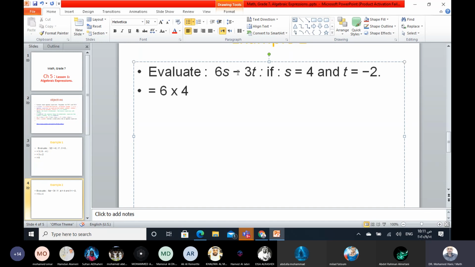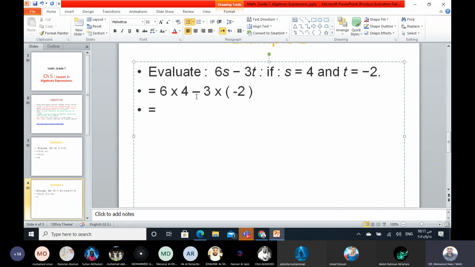Then we have here minus. Then we have here 3. The operation between 3 and t will be multiplication. So write times the value of t, which is minus 2. So remember, always when you have minus, put the number between parentheses. So open parentheses here, write minus 2, then close. Equal. Now use the order of operations.